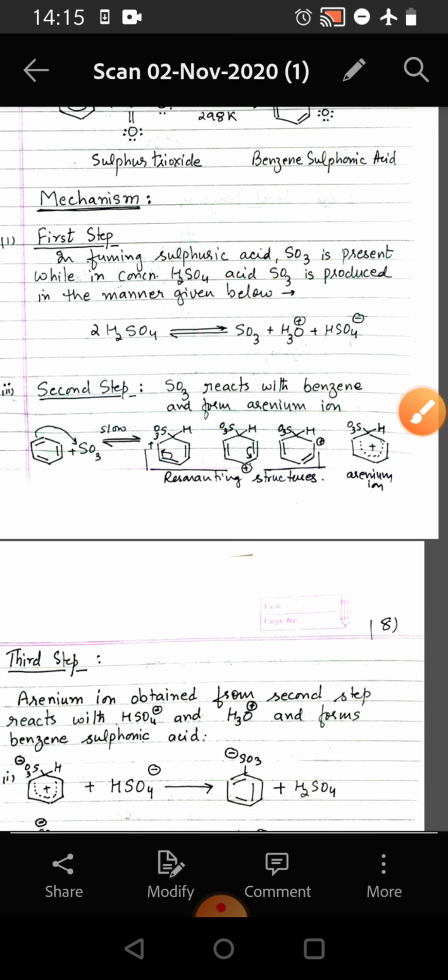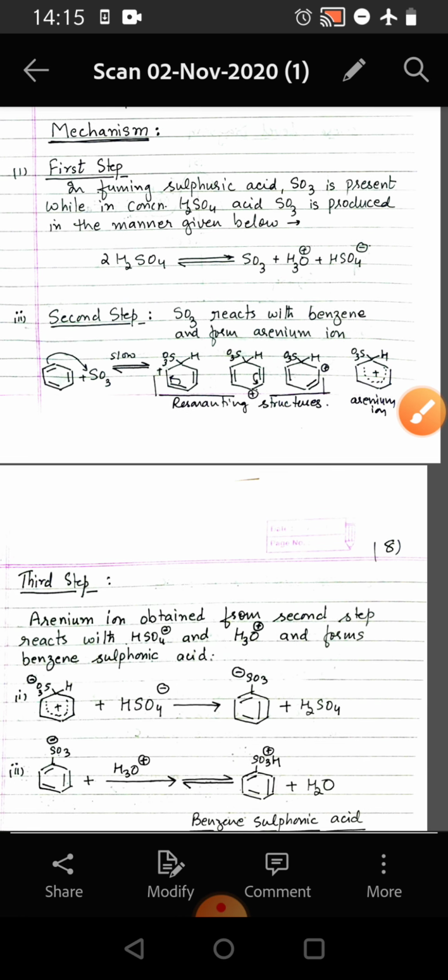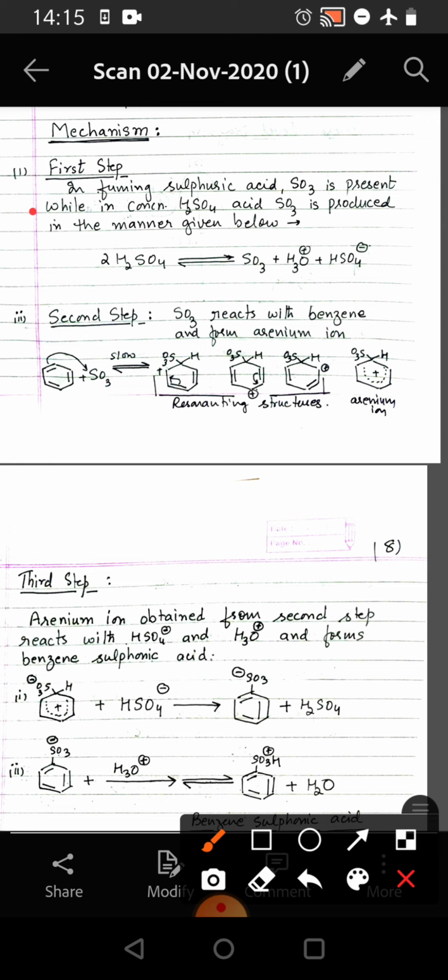Now if we see the mechanism, then in the first step, in the fuming sulfuric acid, SO3 is present, whereas in concentrated H2SO4, SO3 is produced by the reaction between two molecules of H2SO4. So here we see that two molecules of H2SO4 react together to give SO3 plus H3O plus HSO4 minus.